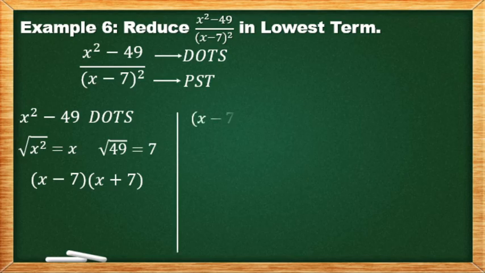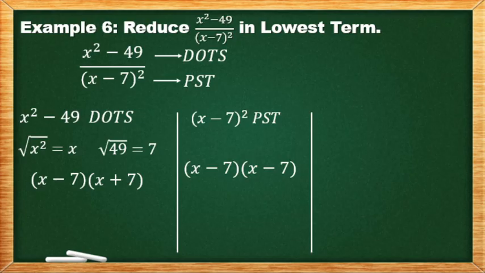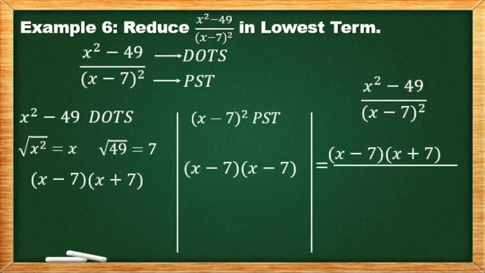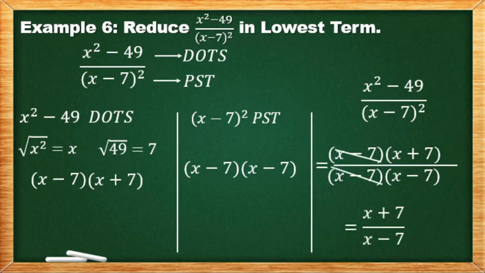So, isa naman, PST. Since naka-factored form naman to kagad, since the exponent is 2, you just copy the x minus 7 twice. Ganyan lang siya. So, yun na yung factor ng (x minus 7) squared. So, palitan natin yung given ng factors nila: the x minus 7 and the x plus 7 sa taas. Sa baba, both x minus 7. May magkaparehas na x minus 7, tama? So, we can cancel x minus 7. Ang natira? X plus 7 all over x minus 7.